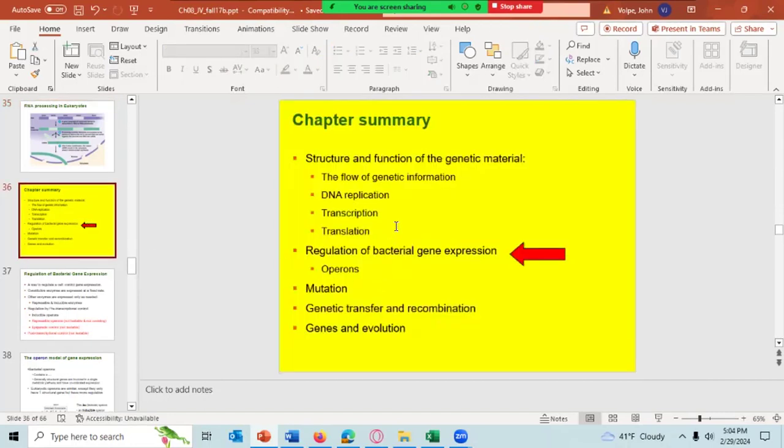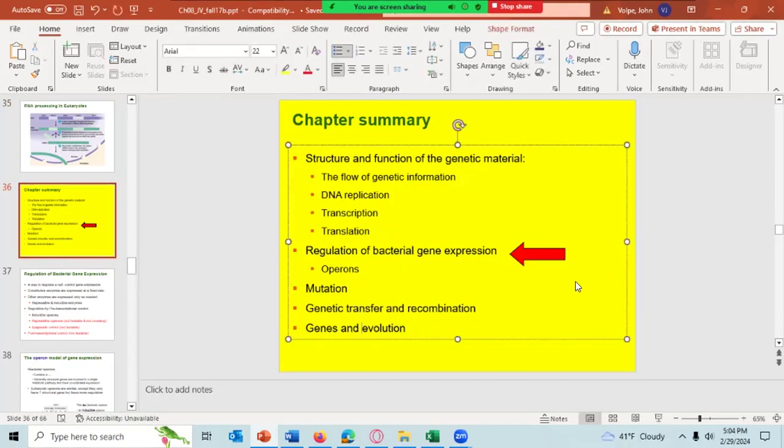So we talked about the structure and function of the genetic material. Let's now talk about the regulation of bacterial gene expression. We'll talk about operons. We'll then switch topics and talk about mutation, genetic transfer and recombination, and lastly, genes and evolution.